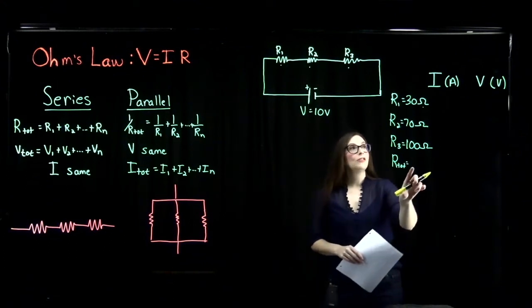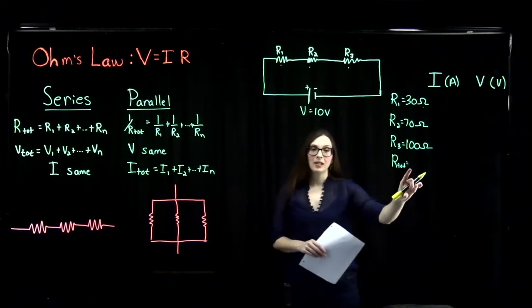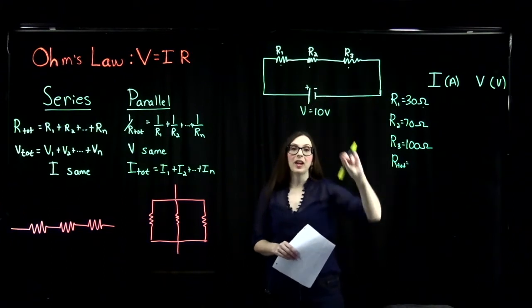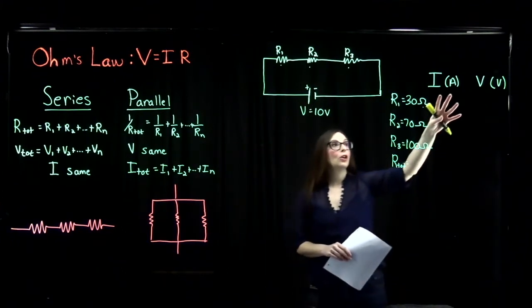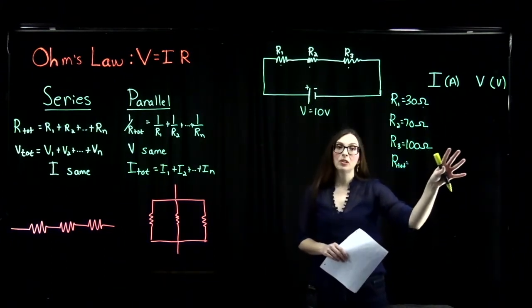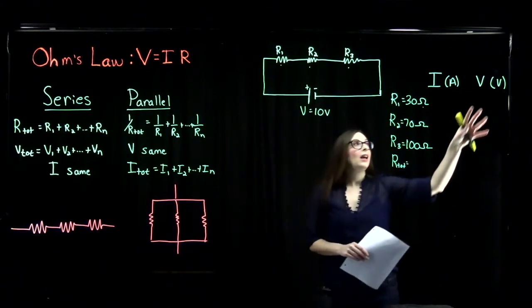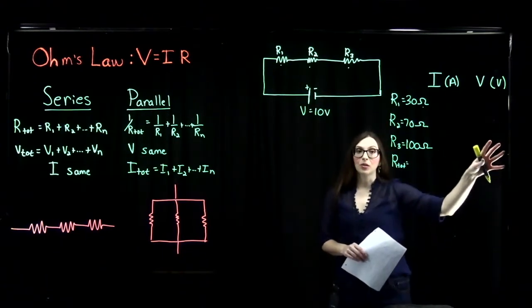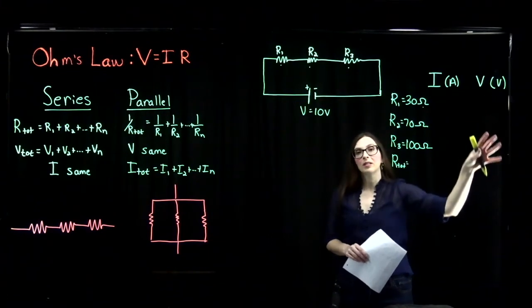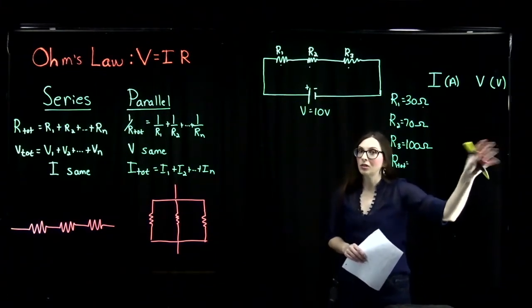Well, what we're going to do first is find the total resistance of our entire circuit, and then we're going to find the current through each resistor and the current through our total circuit, and then the voltage through our total circuit and the voltage across, or the potential difference across, each resistor.